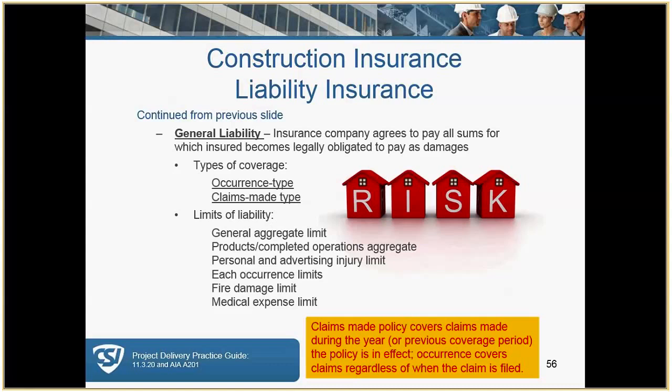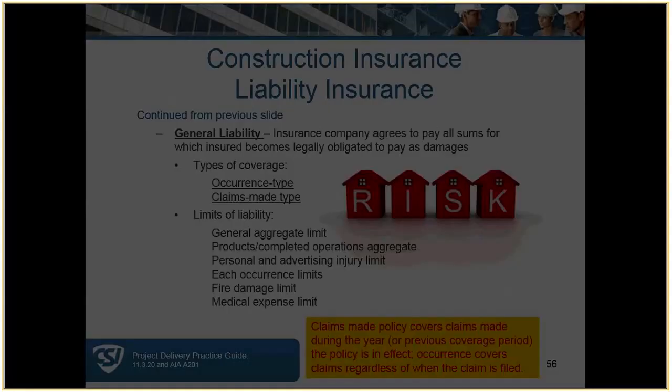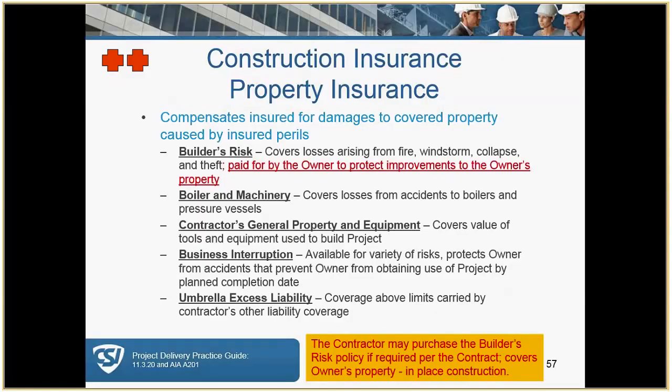Property insurance, common types of property insurance. Builder's risk, which, by the way, is paid for by the owner. It confuses people quite a lot because they say, well, it's the builder's risk. It's paid for by the owner, and it's there to protect the improvement on the owner's property. Boiler and machinery, contractors' general property and equipment, any business interruption, and umbrella excess liability, and this will be a test question.